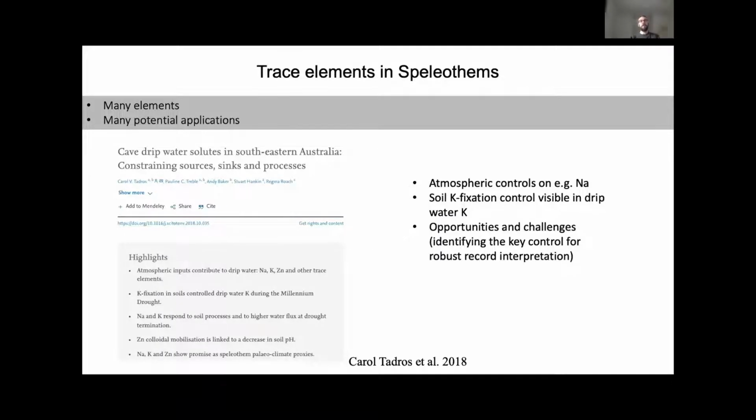And then there are so many other studies going on, such as this one by Carol Tedros et al., published recently in 2018. This is showing some of the other controls and other things that speleothems can be recording in terms of their trace elements. Their drip solution measurements show, for example, the atmospheric input on the sodium measurements, but also that potassium fixation that's taking place in the soil might also be visible in drip water. So a huge number of opportunities, but at the same time these represent challenges, because of course we need to be able to separate out these different controls.